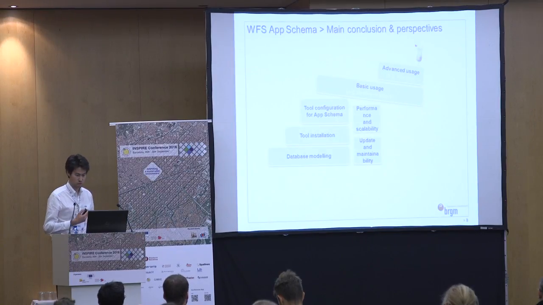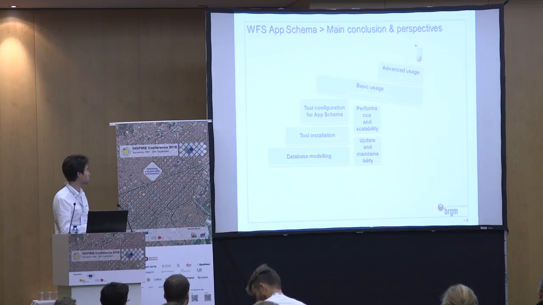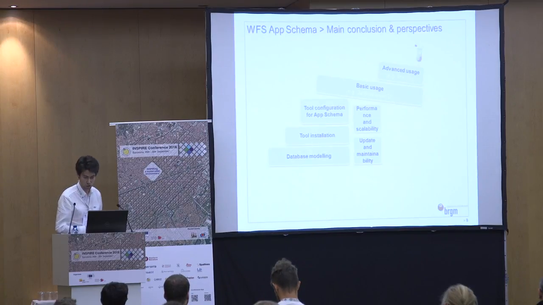So here is a representation of what is actually done. As I said, for the moment, the tool configuration for app schema, this step is a bit too high, and this makes our structure very wobbly, and performance, scalability and update compatibility have to be increased if we really want to get an advanced usage that is actually not really realized by our implementation, even if basic usage is okay.